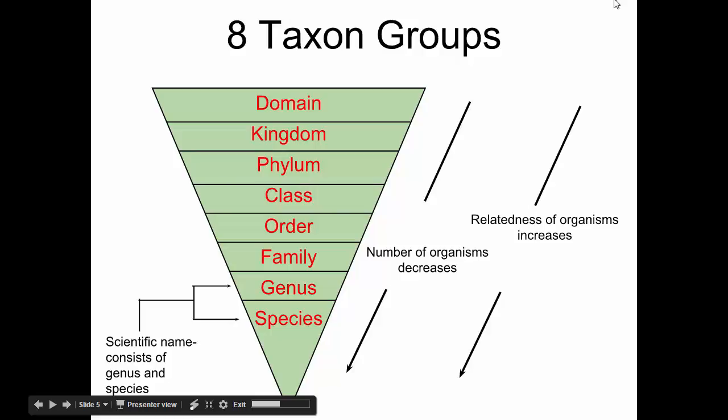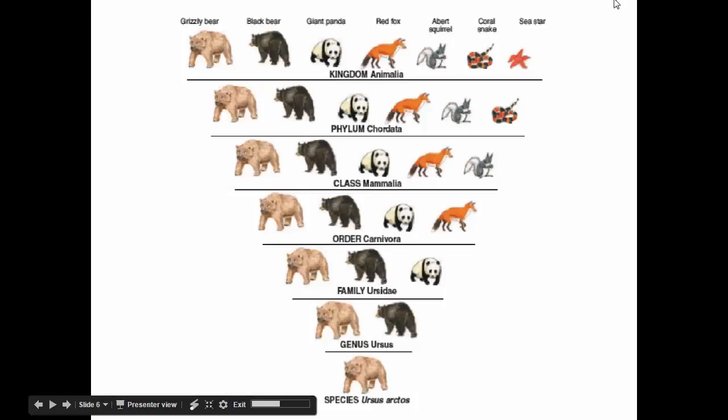So if we look at these arrows, what this is telling you is that we have 2 organisms and they're in the same genus, okay, they're pretty closely related. So as we move down these taxonomic groups, things become more and more related. And there's fewer organisms in each group. 2 organisms in the same phylum are not as closely related as 2 things that are in the same genus. So this might help you to understand that a little better.